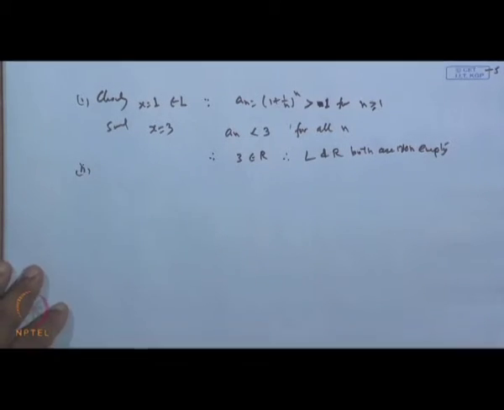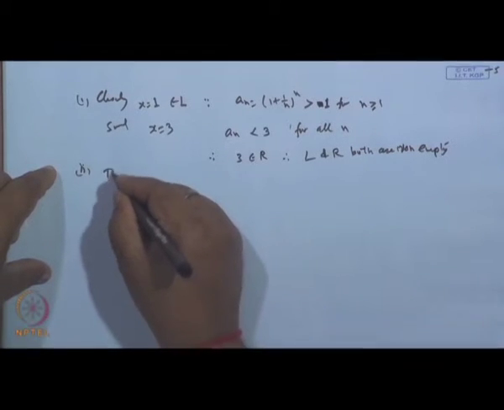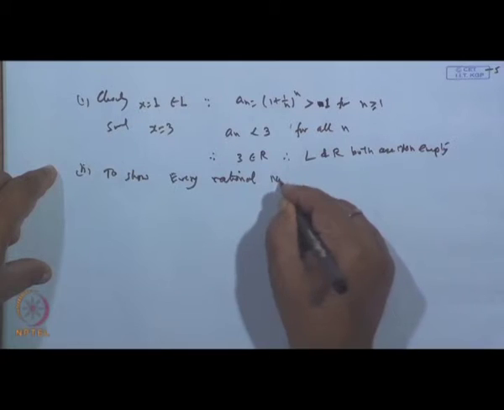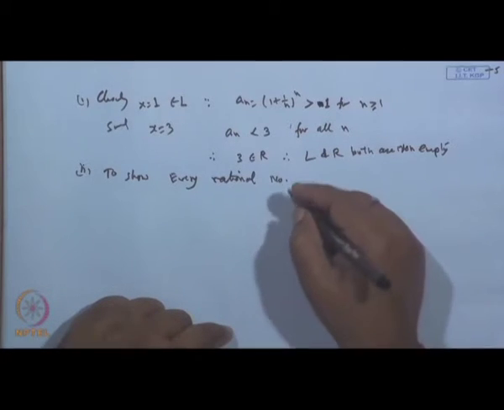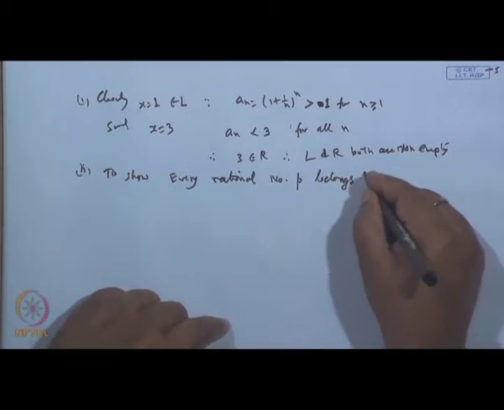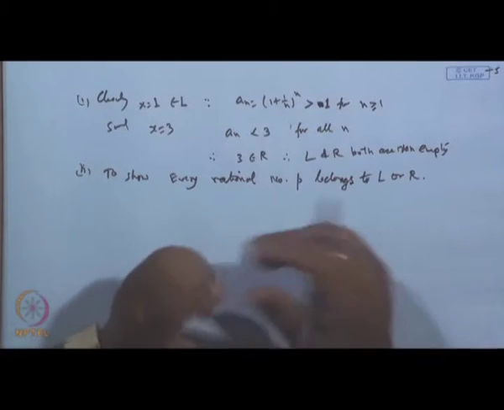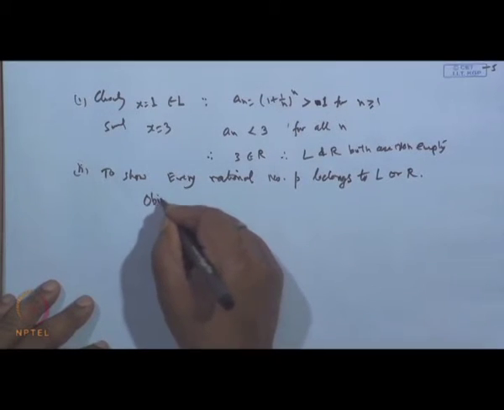The second condition in Dedekind's theorem is that every rational number belongs to either L or R. So, the second thing to show is that every rational number p belongs to L or R. This we want to show, which is obviously true.